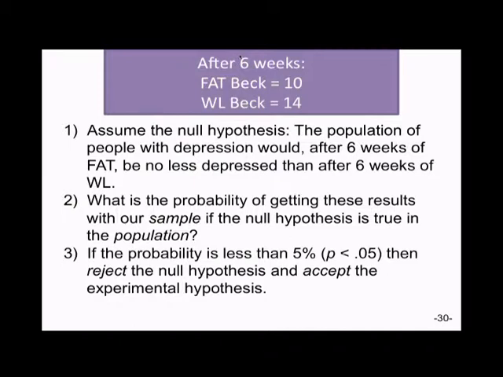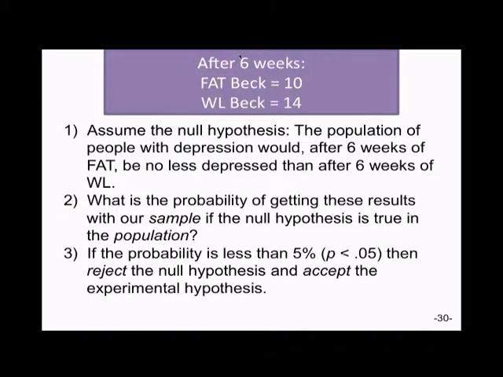So we start out assuming the null hypothesis. The population of people with depression would, after 6 weeks of FAT, be no less depressed than after 6 weeks of being on the waiting list. Second, we say, now what's the probability of getting these results with our sample if the null hypothesis is true for the population? So if everyone in the whole country, or everyone who's depressed in the whole country, went through our new treatment, would they do better than everyone in the whole country being on a waiting list.